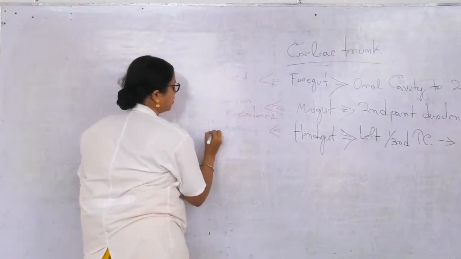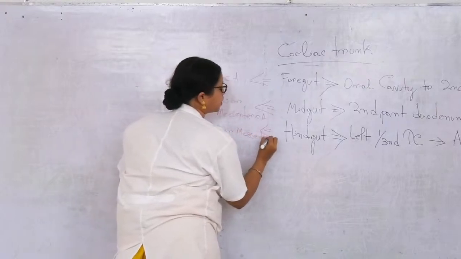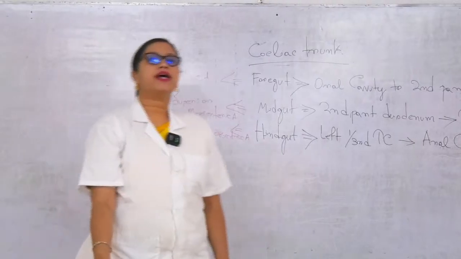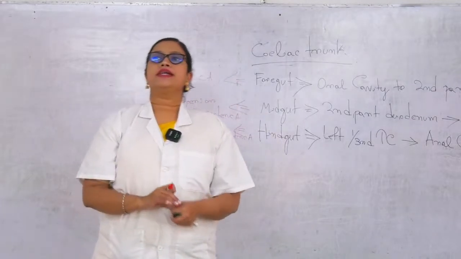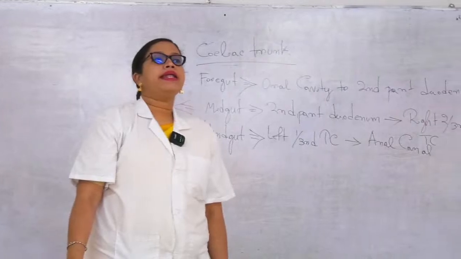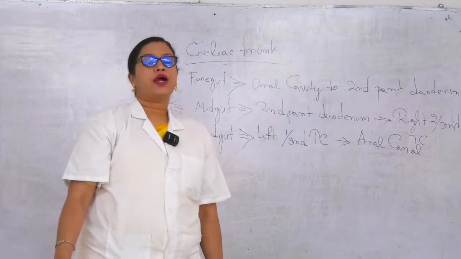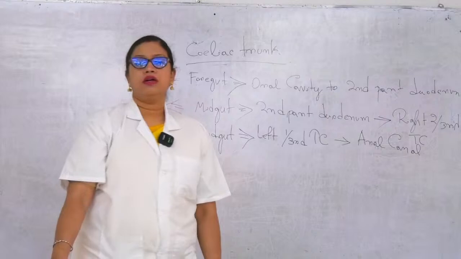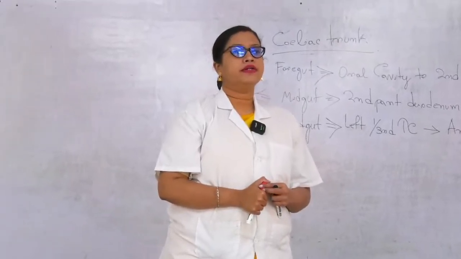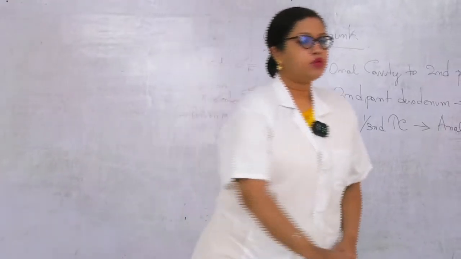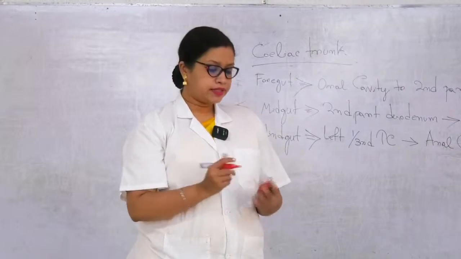Okay, and the third one is the inferior mesenteric. So tell me, what would be the definition of the celiac artery? Write it down. The celiac artery is the anterior unpaired branch coming from the abdominal aorta, which supplies the oral cavity up to the second part of the duodenum. In brackets you write foregut. Oral cavity to the second part of the duodenum, that is the foregut.